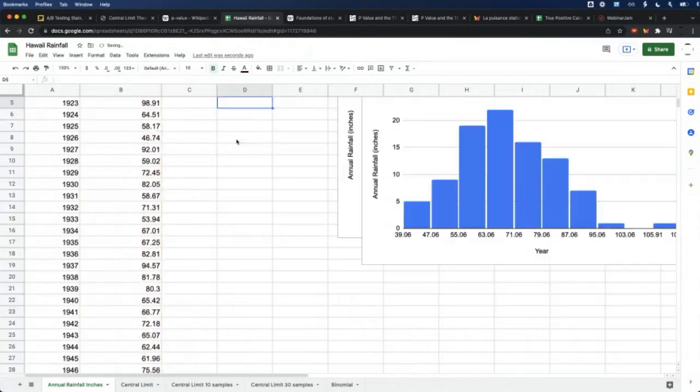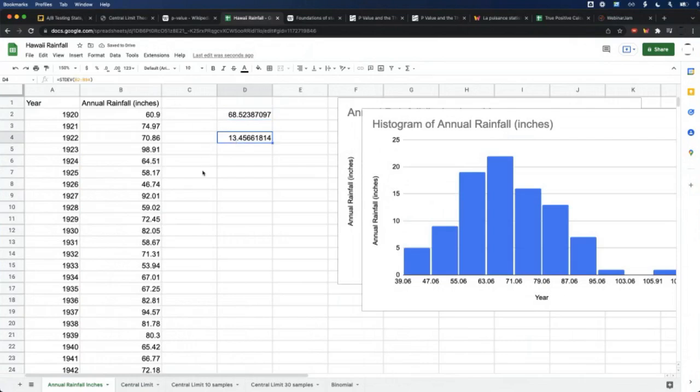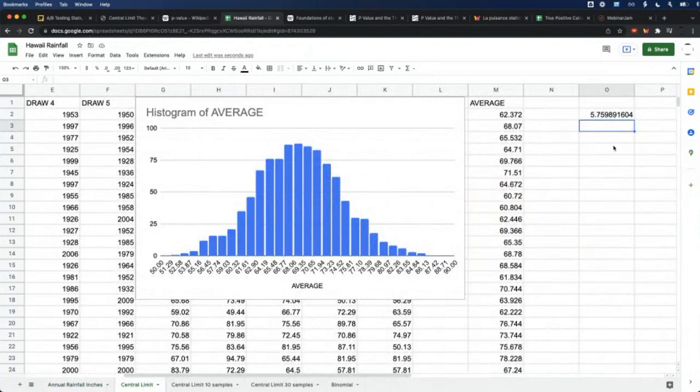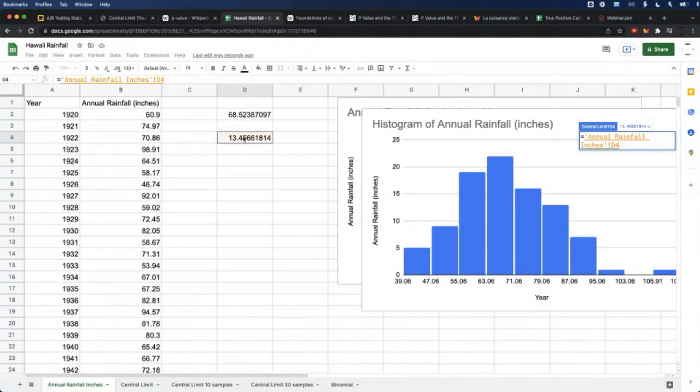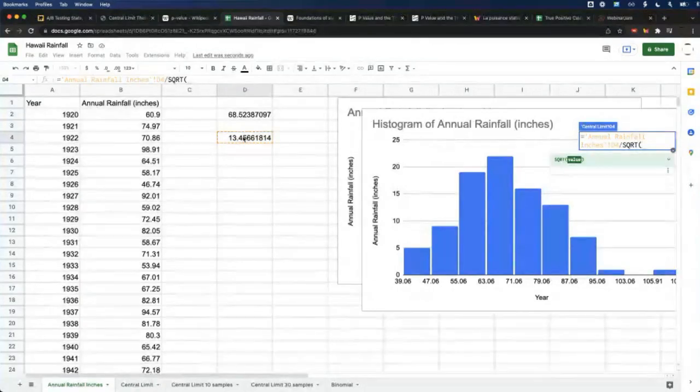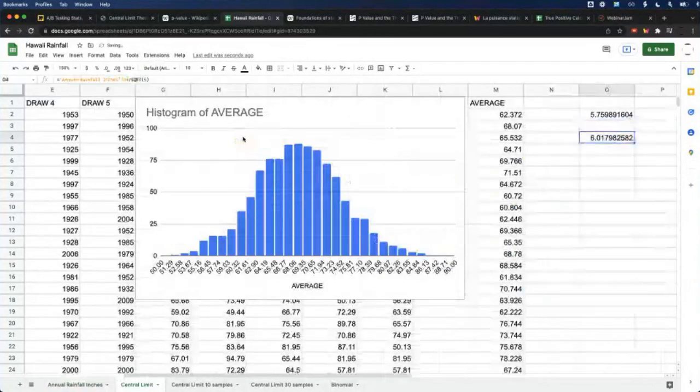The standard deviation of this data set, this sample that we drew, is going to be very different. It's 13, but we can estimate that the population standard deviation is going to be the sample standard deviation divided by the square root of the sample size. In our case, we drew 5 samples individually, so it's going to be divided by the square root of 5, so it's about 6. So it's not that far away. It was 5.75, it is 6.